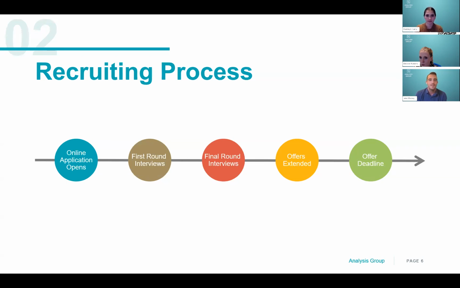Following the first round interview, you'll hear back from us within about 2 weeks about next steps in the process. The final round interviews are primarily conducted in person, though they can be conducted virtually as well, depending on circumstances. And then in terms of offer decisions after the final round interviews, you can expect to hear back from our team within about 3 weeks.